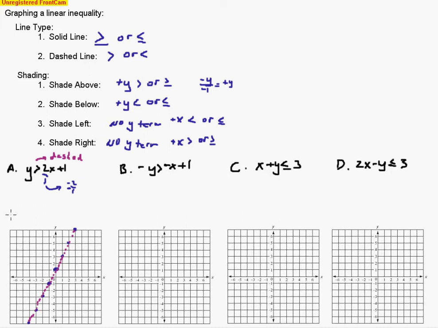So we look at this y term. It's a positive y is greater. Greater means above. So we're going to end up shading on this side of the line. The solutions are over on this side of the line, not below, because above gives us more or higher answers.